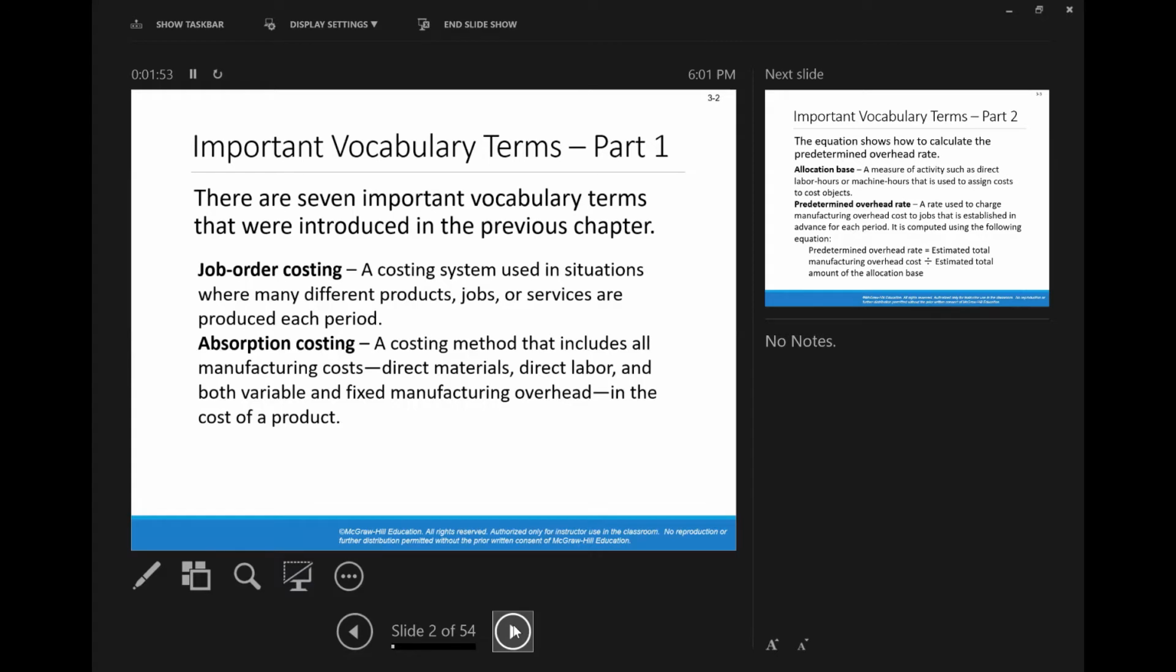And then we have absorption costing. So the costing method that includes all the manufacturing costs. Remember we talked about the 3 things, the direct materials, direct labor, and the manufacturing overhead, which is both the fixed and the variable. So we looked at that formula. And last week we talked about the predetermined rate that we're gonna estimate, and we're gonna bring that in and use that number throughout the period in order to calculate the manufacturing overhead costs.